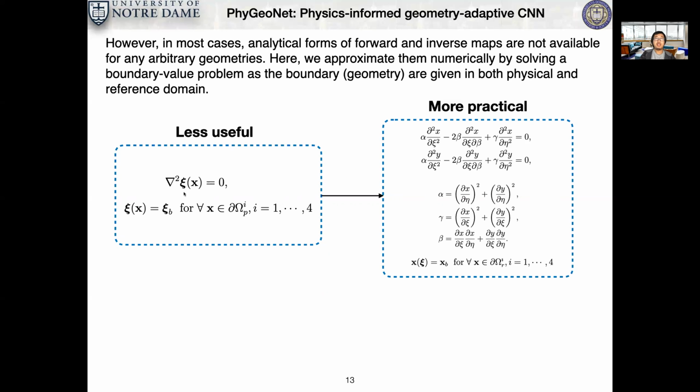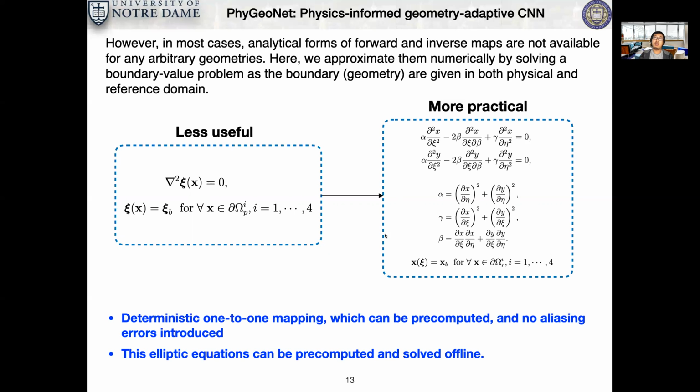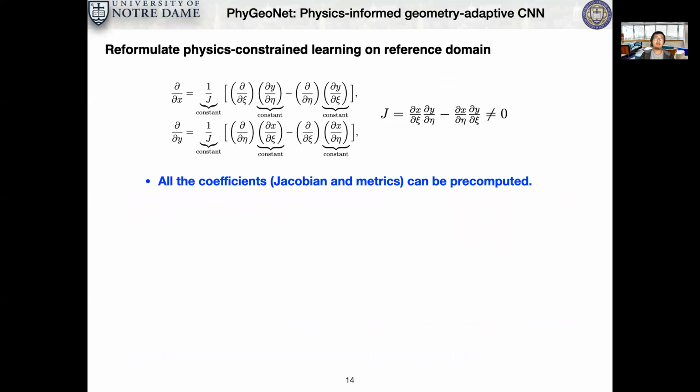By interchanging the independent and dependent variables, we can derive diffusion equations in terms of the physical coordinates. By solving this equation numerically, the discrete values of the forward map G are obtained. This is a deterministic one-to-one coordinate mapping, so no aliasing errors will be introduced. Moreover, this mapping can be pre-computed, so it won't introduce any overhead for training the neural network. That's a good thing.